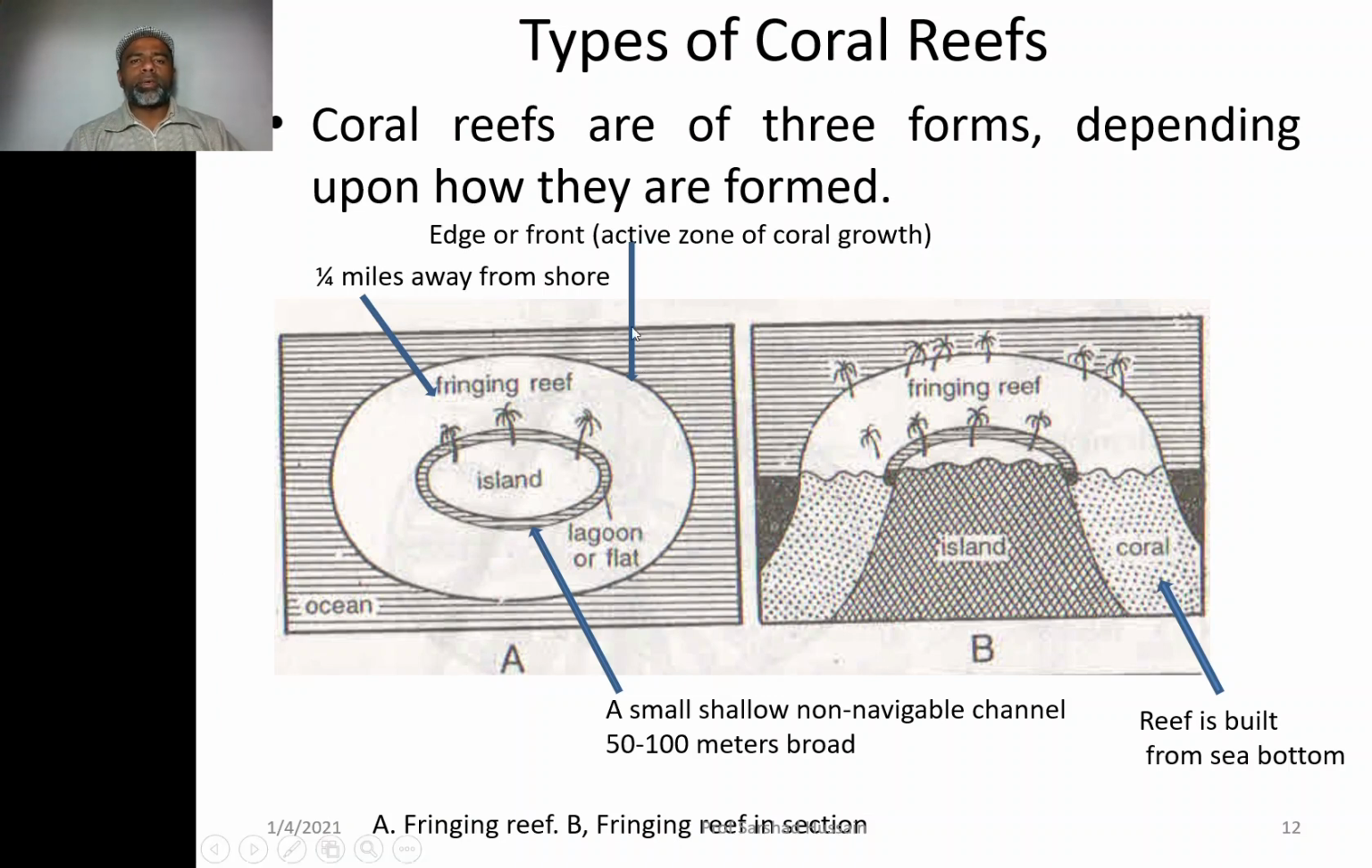Now let us discuss what the types of coral reefs are. So according to how the corals are formed, they have different types. Say for example, this is one position in which you can see this is the island. On the shore of the island, you can see corals have grown over the years. Because they start growing from below, they have reached up to this position.